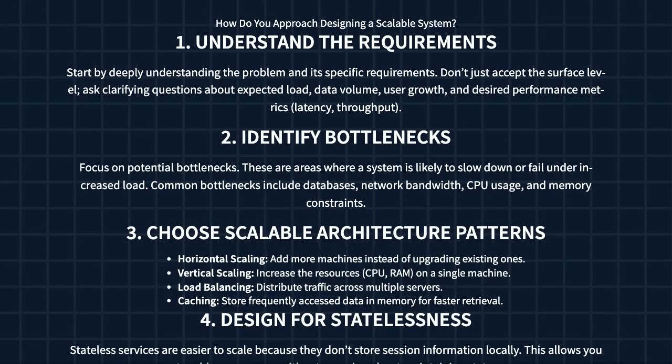Okay, let's talk about designing systems that can handle lots of users and data. The first step is always understanding exactly what we're building for, the specific needs and expectations. Then, we need to pinpoint where things might get slow or overloaded, those potential bottlenecks. We'll then choose the right architectural patterns, like spreading the load across many machines instead of just one, and prioritize statelessness so it's super easy to add more capacity as demand grows.